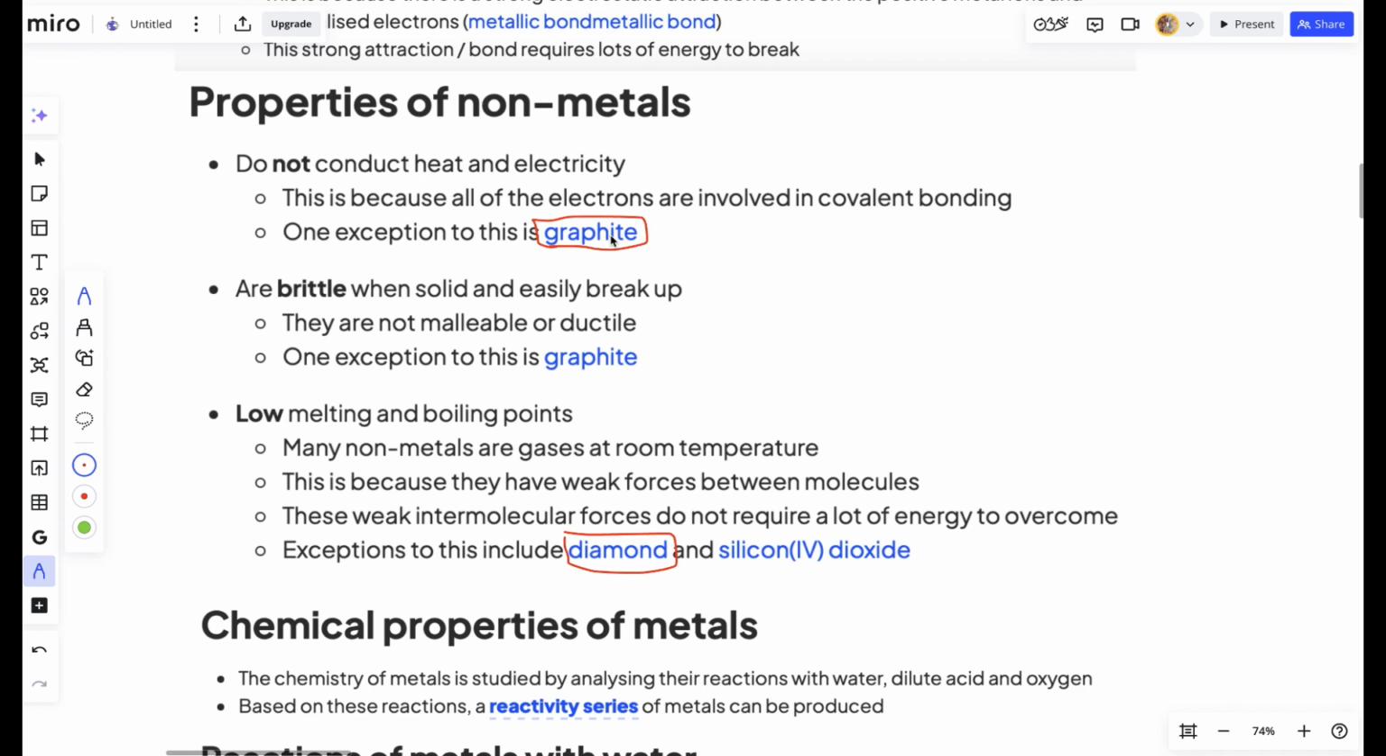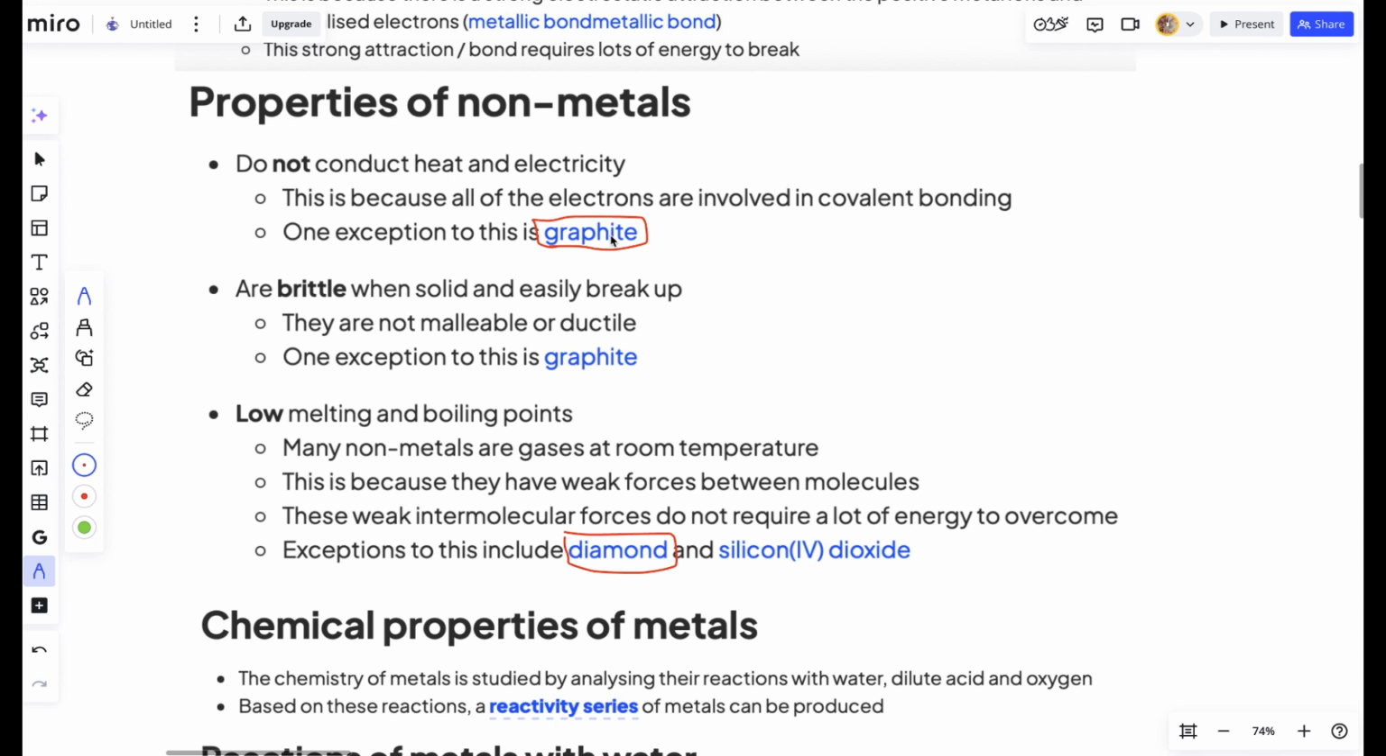Why? Because if you study graphite, it is arranged in layers. Each carbon is covalently bonded with 3 other carbons, but they are arranged in layers. There is a strong bond between the carbon atoms, but there are weak intermolecular forces that join the layers and can be broken. So graphite, as a form of carbon, an allotrope of carbon, is able to conduct electricity only when it's in a molten state. Is that okay? So that's the only exception.